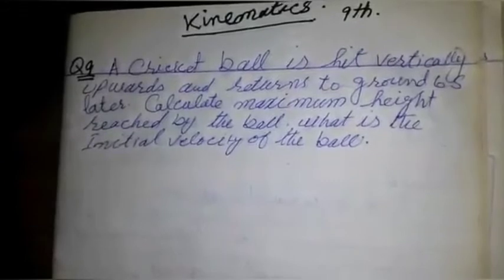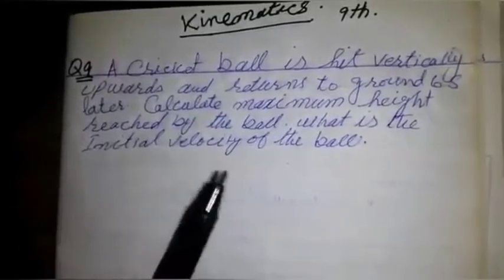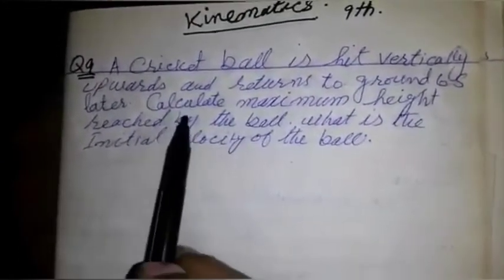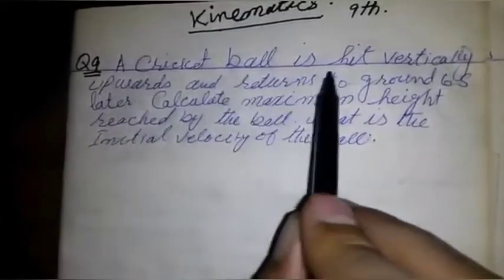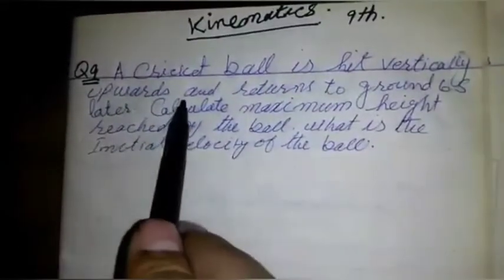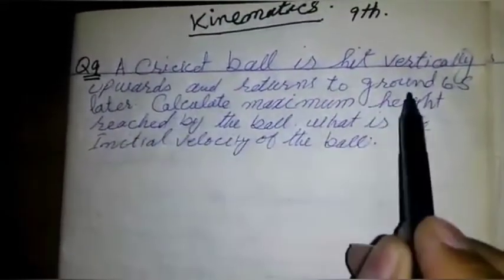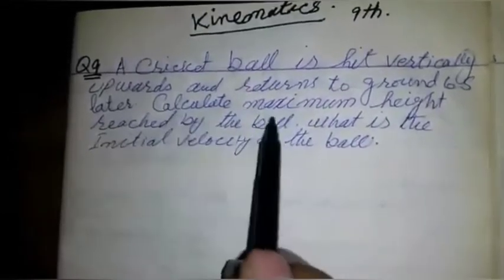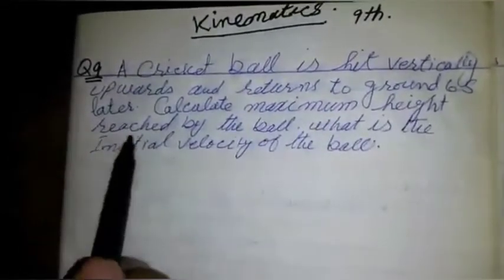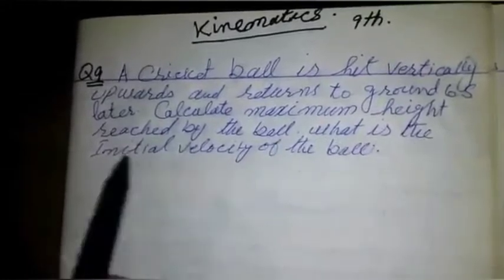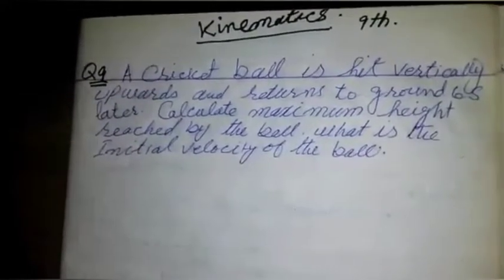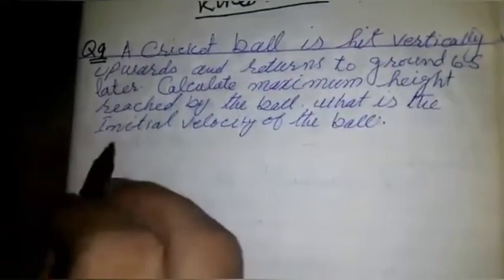Bismillahirrahmanirrahim. Today we are going to solve a word problem from the 9th physics. A cricket ball is hit vertically upwards and returned to ground 6 seconds later. Calculate maximum height reached by the ball. What is the initial velocity of the ball? Let's solve it.